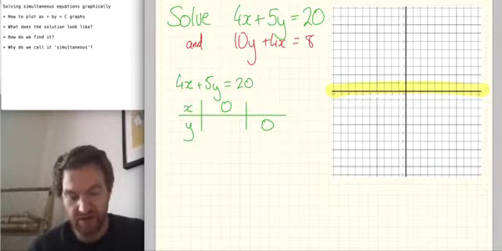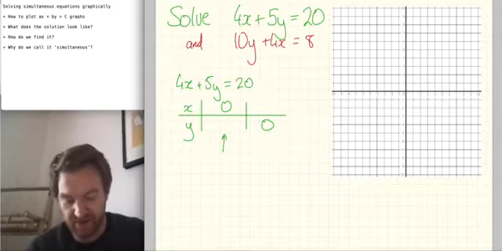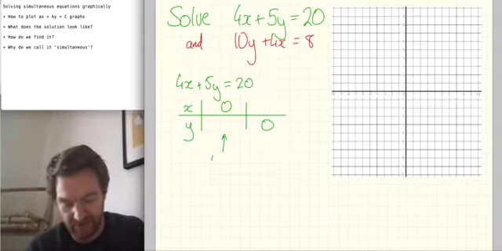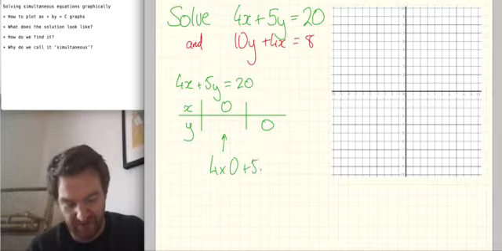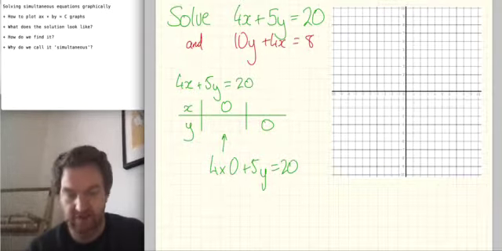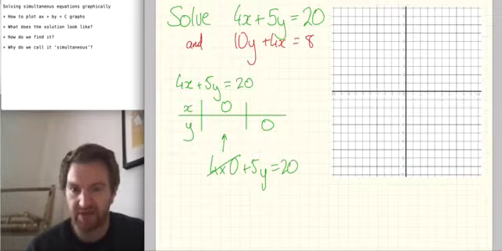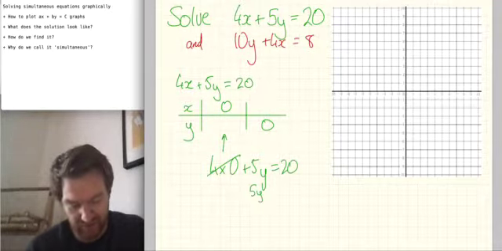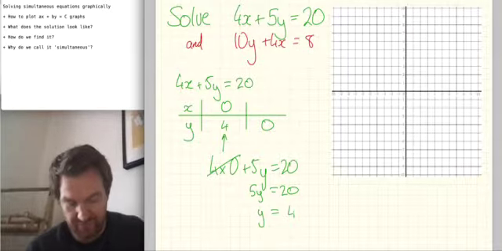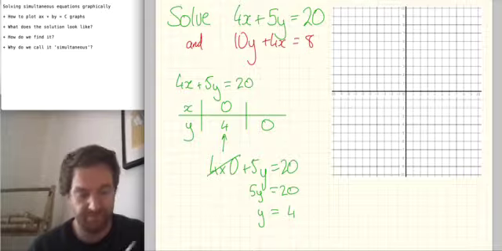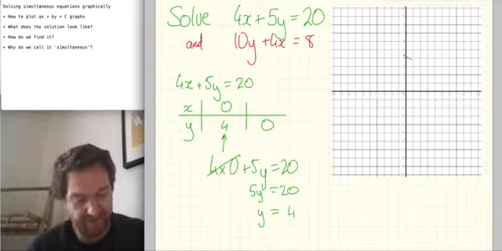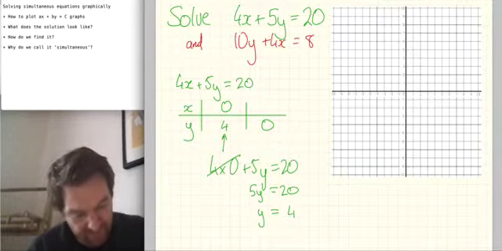In terms of how we can calculate that, if we think about this first one here, when x is 0, we're saying 4 times 0 plus 5y is 20. 4 times 0 is nothing, so we can essentially ignore the x and think of it as just, what's 5y? If 5y is 20, y would be equal to 4. So we get a value of 4. And then we can plot that on the graph.